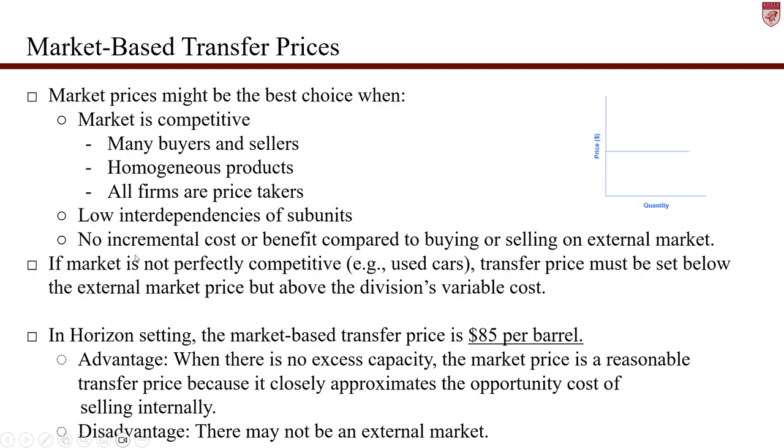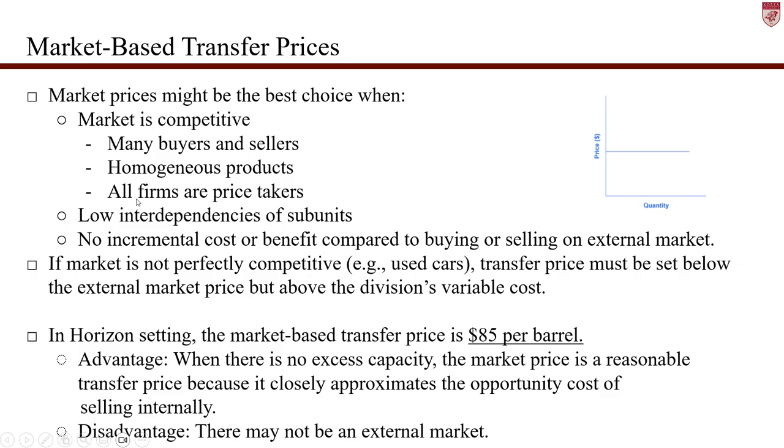Also, when you set the market price to be the transfer price, there's definitely going to be no incremental cost or benefit compared to buying or selling from the external market. So there's no difference between buying or selling internally versus externally. It's always going to be the same market price. However, in the next slide, we're going to see a case where the market is not perfectly competitive, meaning there are not many buyers or sellers, products are not necessarily the same across different vendors, and more importantly, firms are not price takers. Firms can set their own prices themselves.